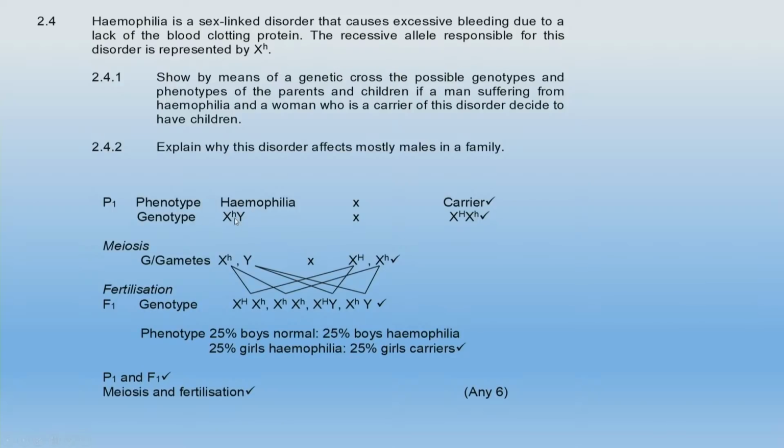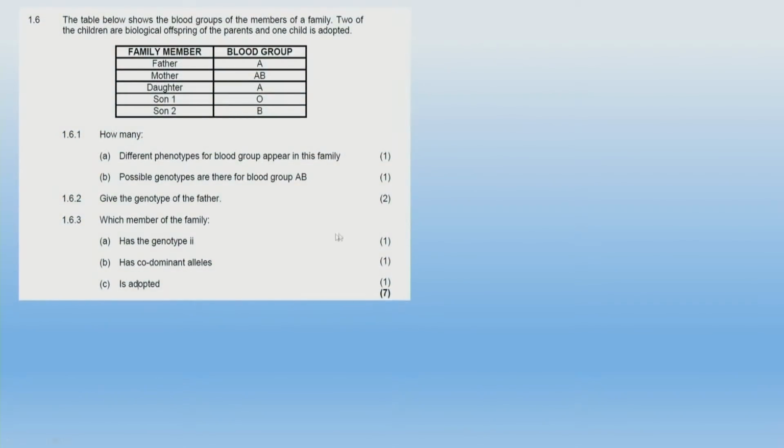Hemophilia, that is the male, it's a recessive allele, and this is a carrier, that is also a recessive allele. Just to show you. And then the typical questions that I ask on blood groups. You must be able to identify which one is adopted or maybe not a child.